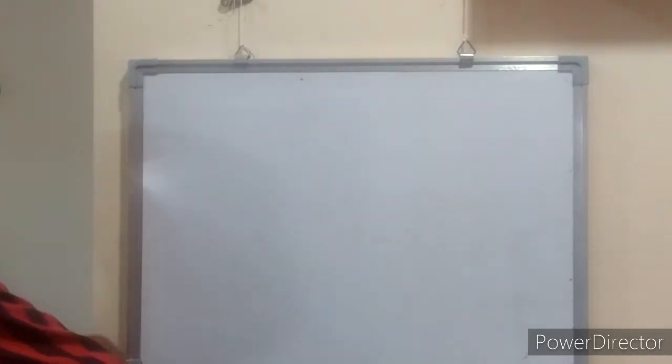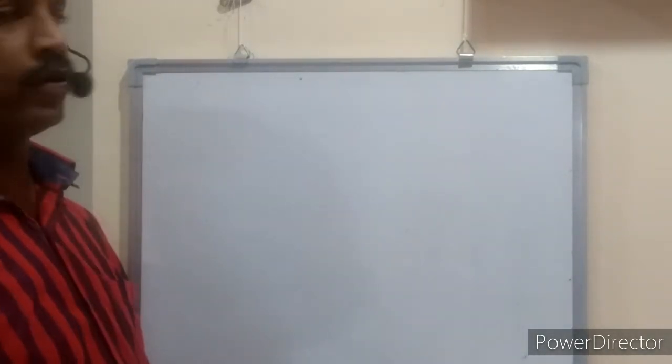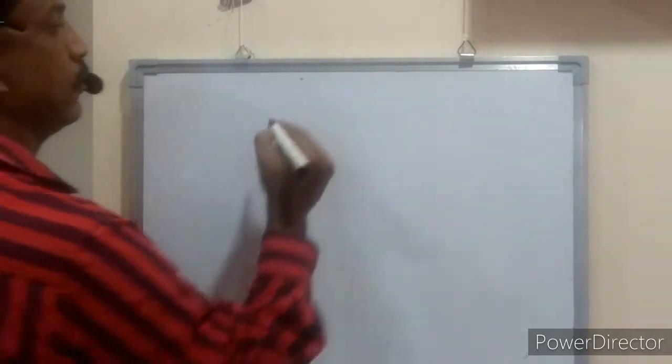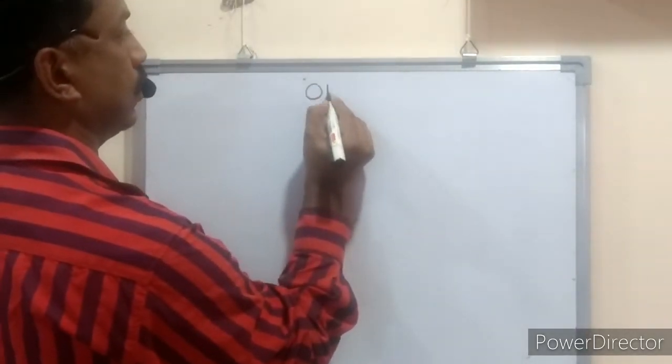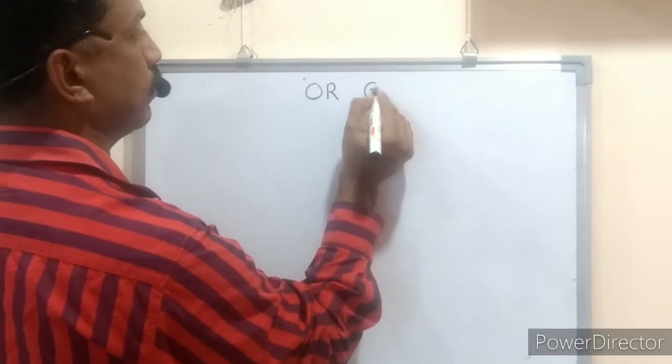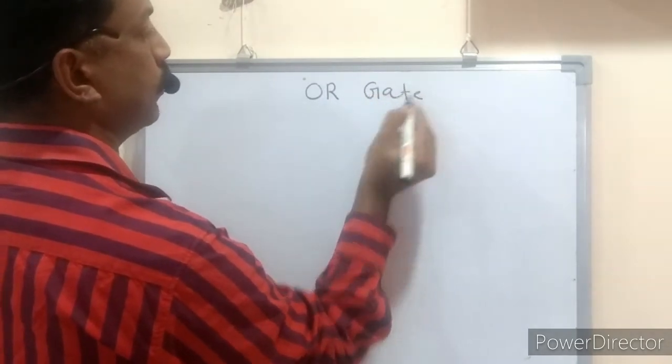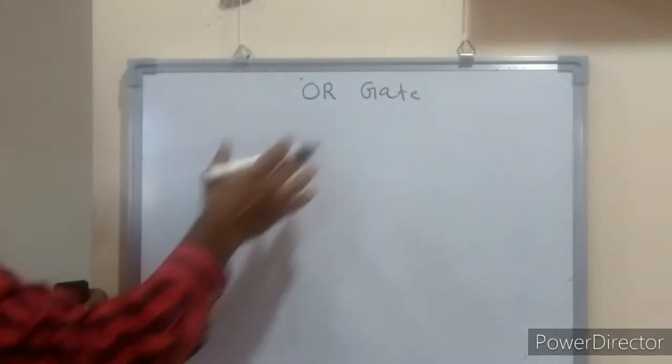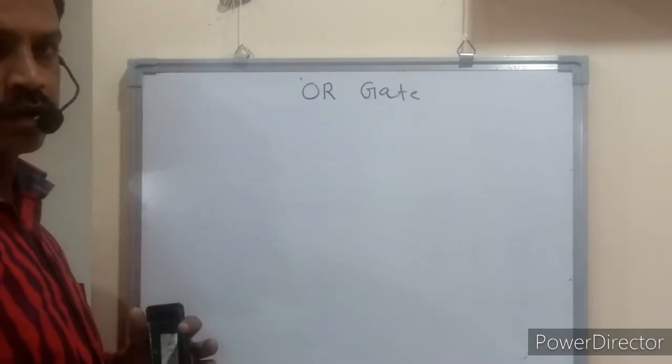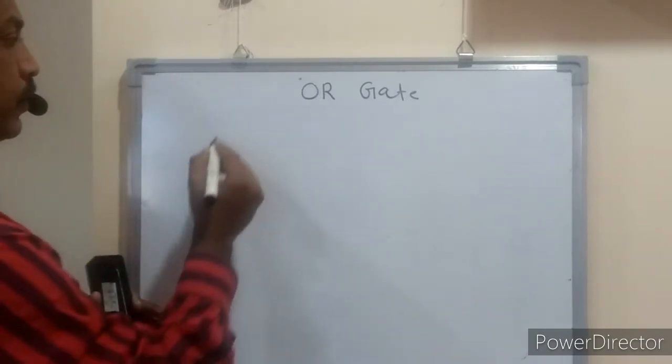Hello friends, now we see the different types of logic gates. First one is the OR gate. The OR gate has two or more inputs and one output.